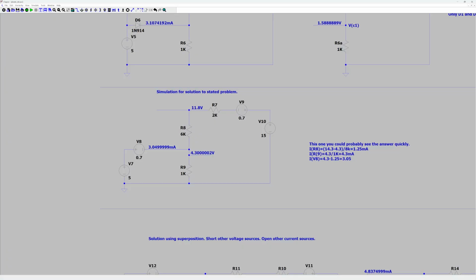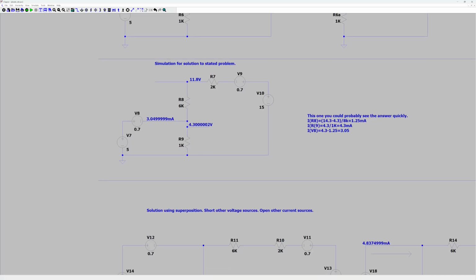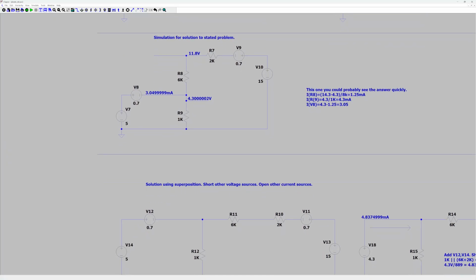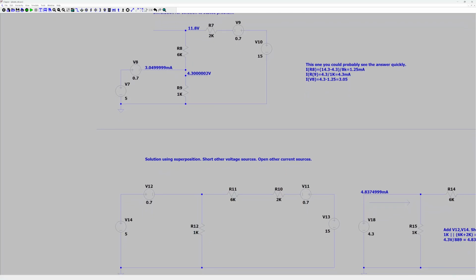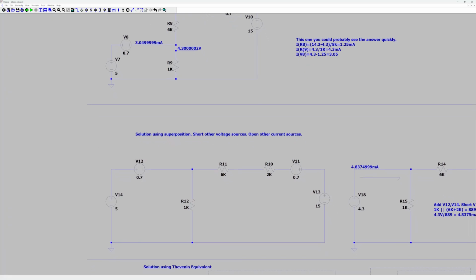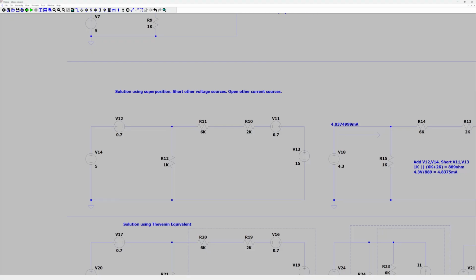But the point is, I'm going to go through and show methods that you could use. This is a little too simple, but it's kind of nice that it's simple, because this will just show you how to get through if you had something more complicated, how to use these methods.